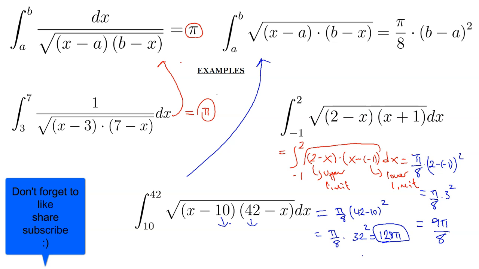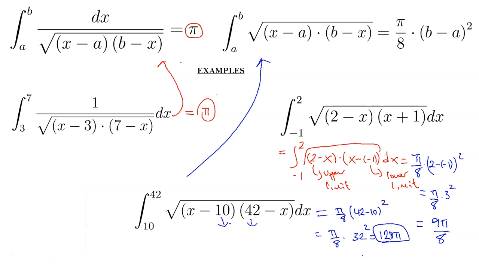Alright, so today we've learned about these two definite integral shortcuts. It's all about recognizing these two patterns. As soon as you recognize these two patterns, the first pattern is going to be equal to pi, and the second pattern is going to be equal to pi over 8 times (upper limit minus lower limit) to the power of 2. Just so easy, piece of cake as it is.